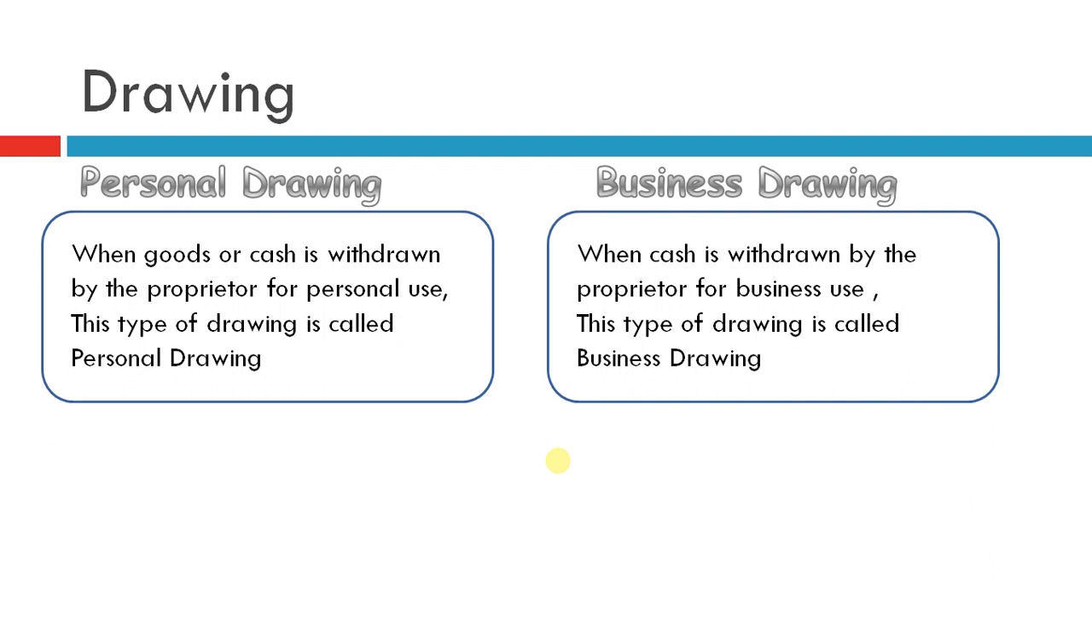The next type of entry is drawing. Drawing can be of two types. It can be a personal drawing or it can be a business drawing. When we have withdrawn the goods for personal use, it is personal drawing. And when we have withdrawn the goods for the business use, it is called business drawing.